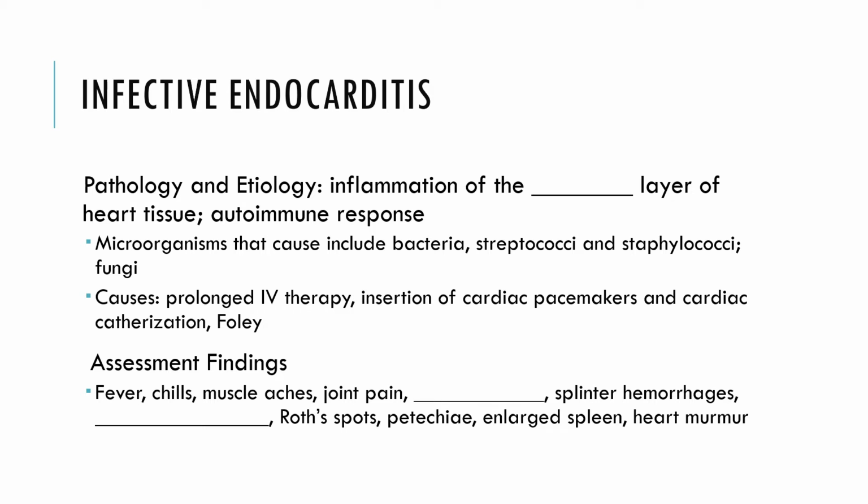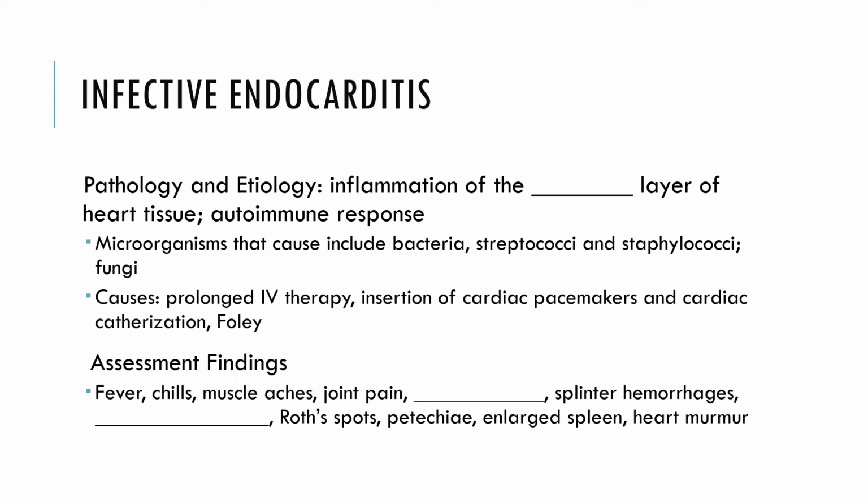Some assessment findings that you're going to see are fever, chills, muscle aches, joint pain, Osler nodes. Osler nodes are purplish nodes on the hand that are painful. Splinter hemorrhages. Janeway lesions. The Janeway lesions are painless red-purple macular lesions.